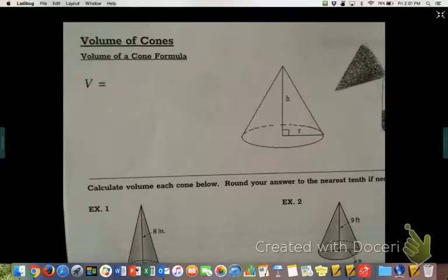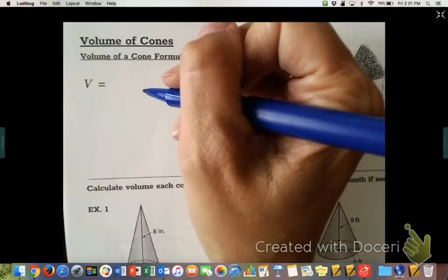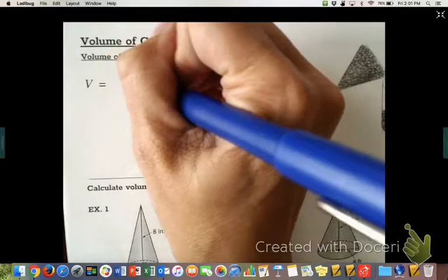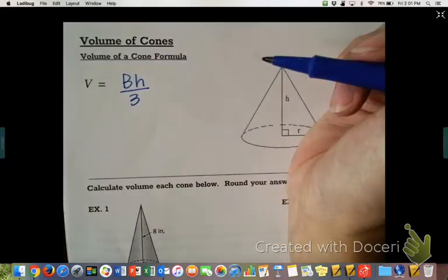Alright, our third video is volume of cones. So the formula for the volume of cones is actually the same as the formula for pyramids. It's just base times height divided by 3. But the difference is we have a different shaped base in a cone.